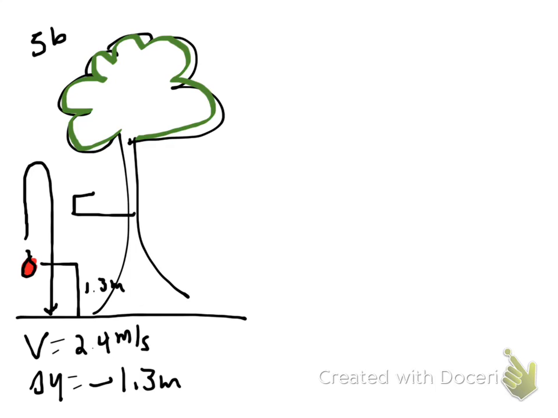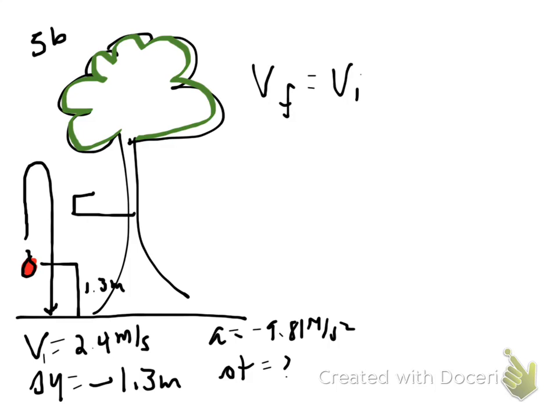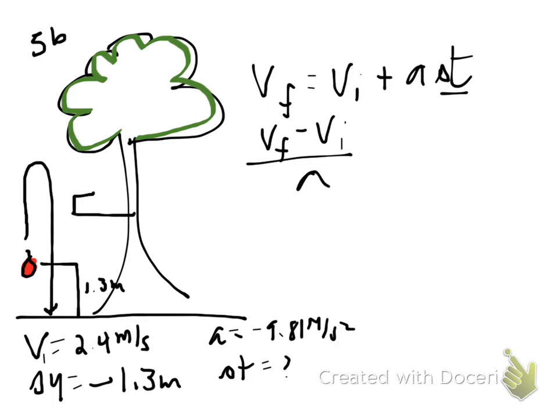And we have acceleration, of course, negative 9.81 meters per second squared. And we want delta T. So we can do, well, actually, I'm just going to copy it from the last one. So we can do VF equals VI plus A delta T, and rearrange to solve for delta T. So VF minus VI divided by A equals delta T, but we don't have VF.